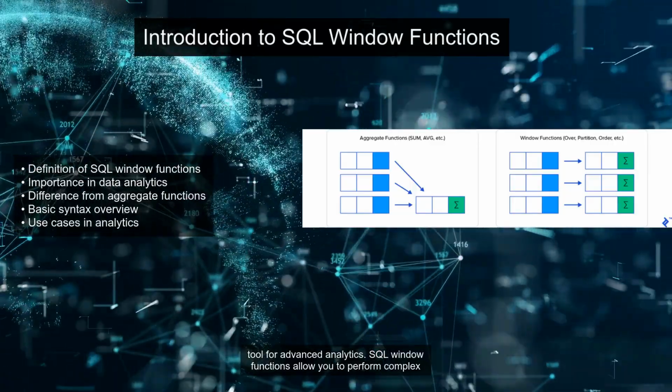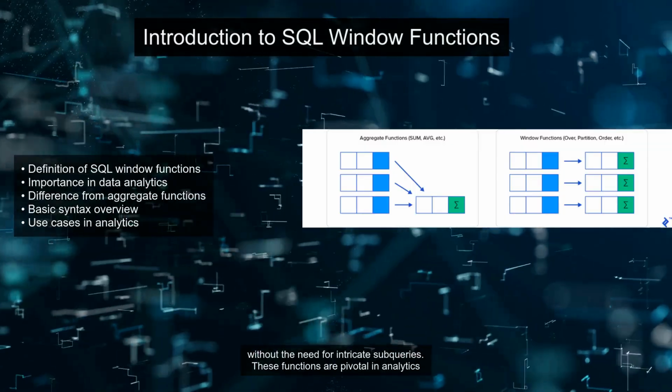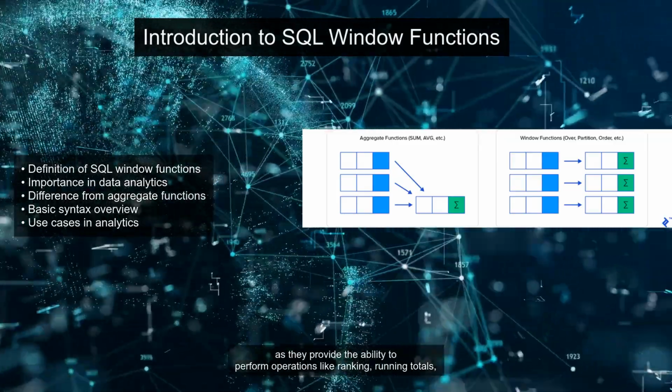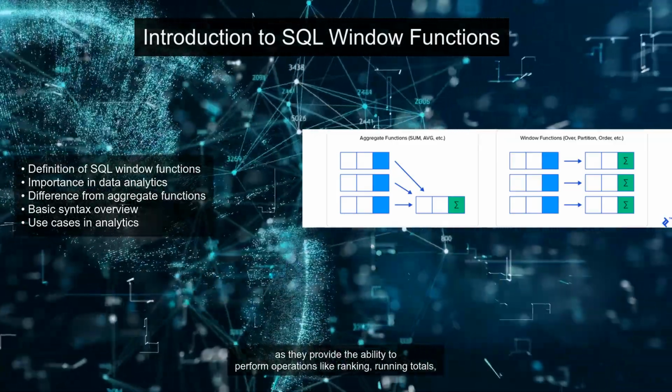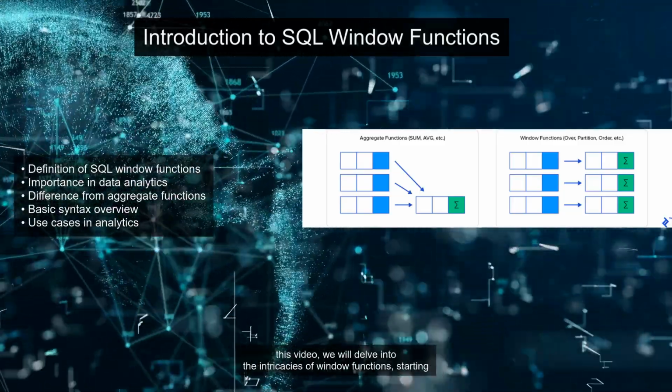SQL Window Functions allow you to perform complex calculations across a set of table rows related to the current row, without the need for intricate subqueries. These functions are pivotal in analytics as they provide the ability to perform operations like ranking, running totals, and moving averages, which are not possible with standard aggregate functions.